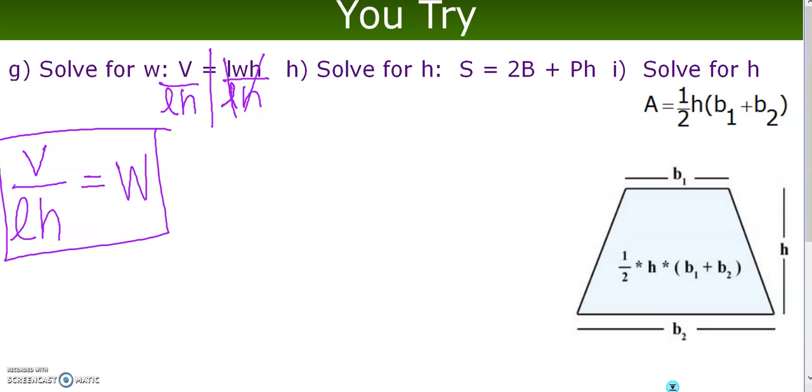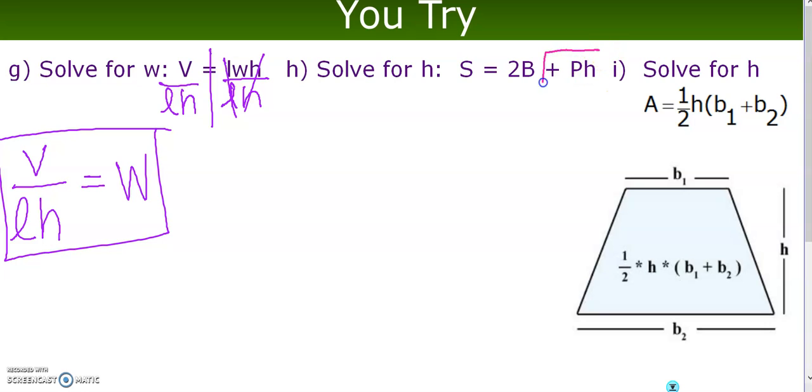Let's take a look at H. It says solve for H. S equals 2B plus PH. This is a formula for surface area equals 2 times the area of the base plus the perimeter times the height. So let's see, we've got to solve for H here.